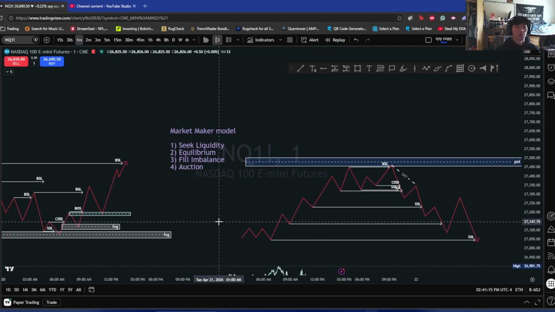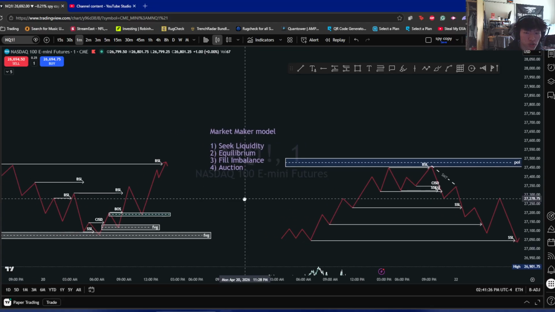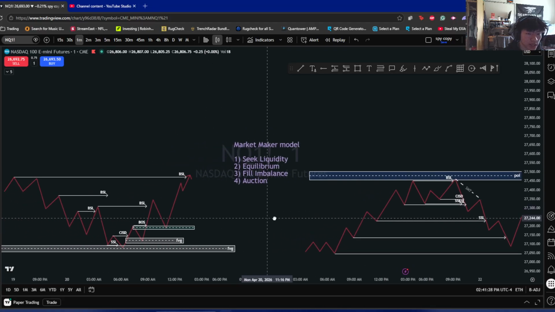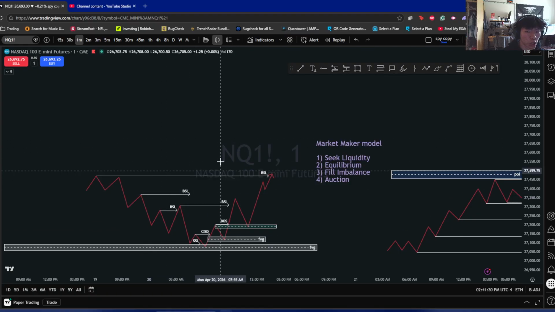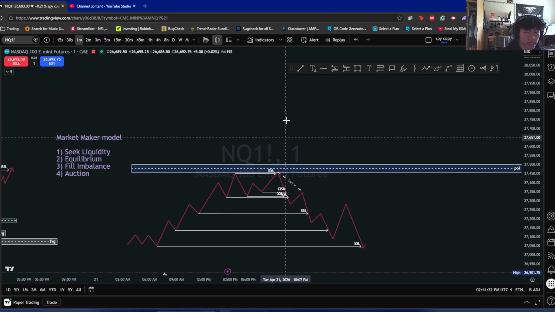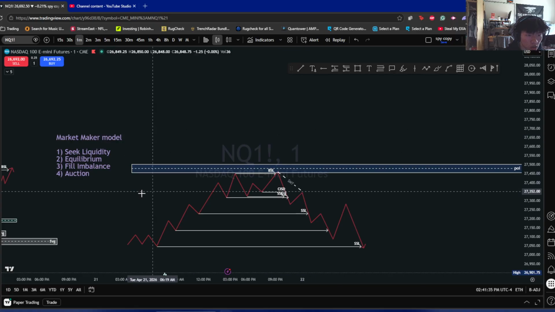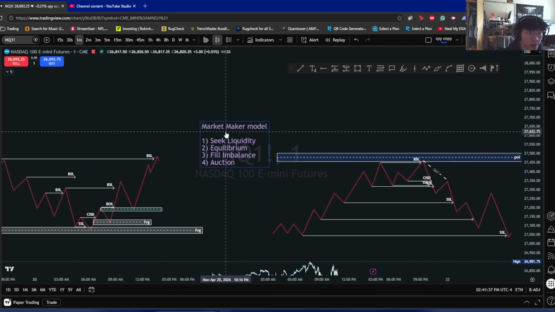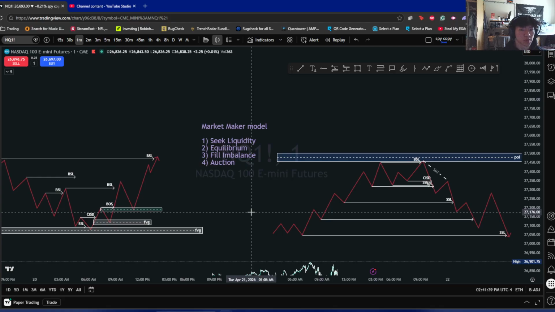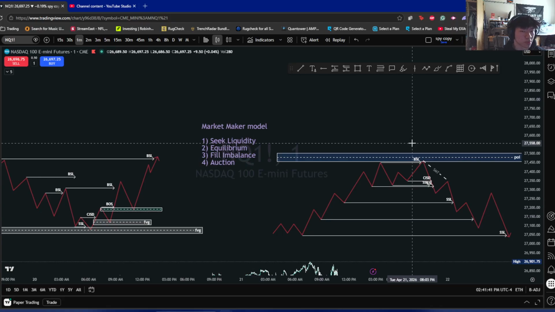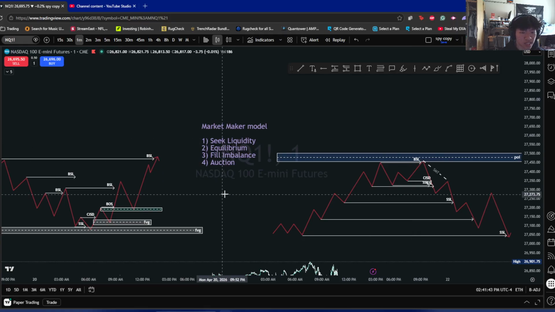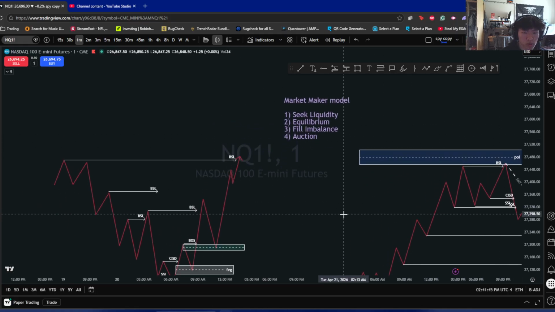Day 12. We are almost done with the boot camp. This is one of my favorite also, the market maker model. There are two versions of the market maker model: there is a buy market maker model and there is a sell market maker model. It's called MMXM. MMBM is market maker buy model. MMSM is market maker sell model, if you've seen it on any other platform before.